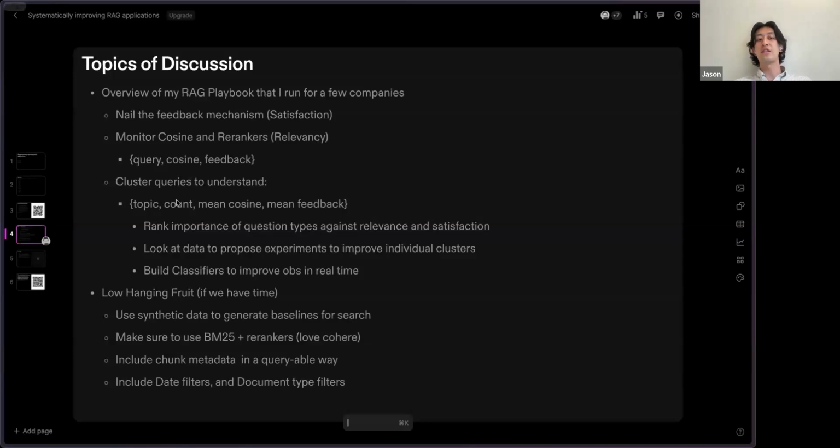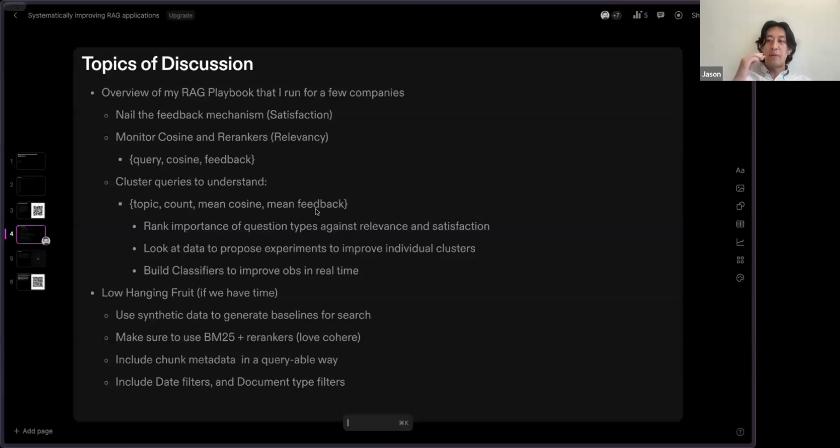And so if you run this topic modeling, and we'll cover that later if people are interested, you can basically have a topic, the number of questions within a topic, and now you have both a mean cosine score and a mean feedback user satisfaction score. And just by looking at this, we're going to give ourselves a lot of ammunition in figuring out how exactly we're failing the user and whether or not it's actually relevant to even improve.